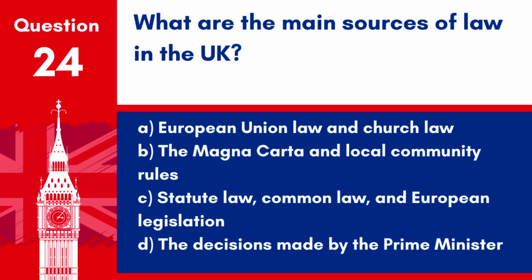Question 24. What are the main sources of law in the UK? A. European Union law and church law. B. The Magna Carta and local community rules. C. Statute law, common law, and European legislation. D. The decisions made by the Prime Minister.